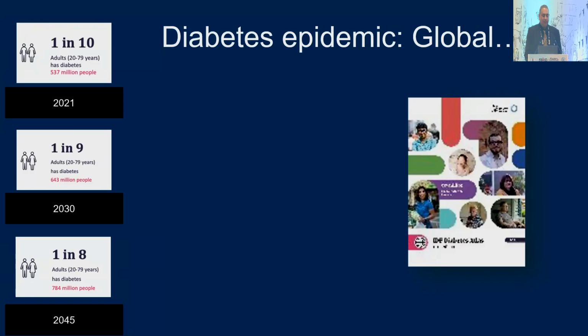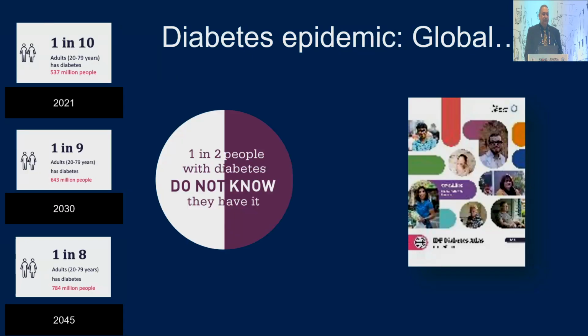It's a global epidemic today. And the International Diabetes Federation did say that by 2045, every 8th person will have diabetes. And the worst part is that 1 in 2 really don't know that they have diabetes. That means there is an equal or more burden of pre-diabetes in the country.